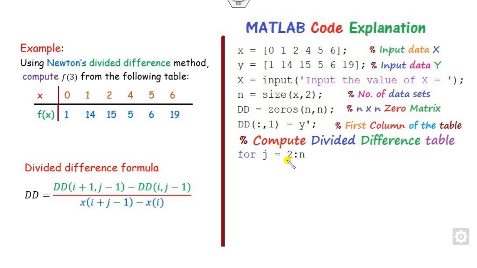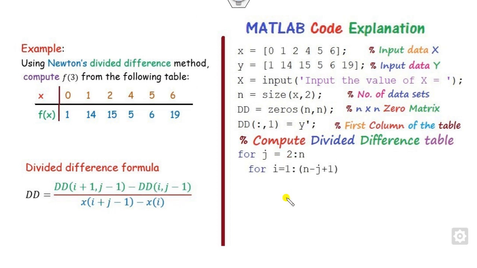We can start from 2 because the first column of the divided difference is already stored. What is the value of i? I go row-wise, so we can start from the first, and the last value is the maximum value. So I can compute the value of i from here. The value of i runs up to n minus j plus 1.